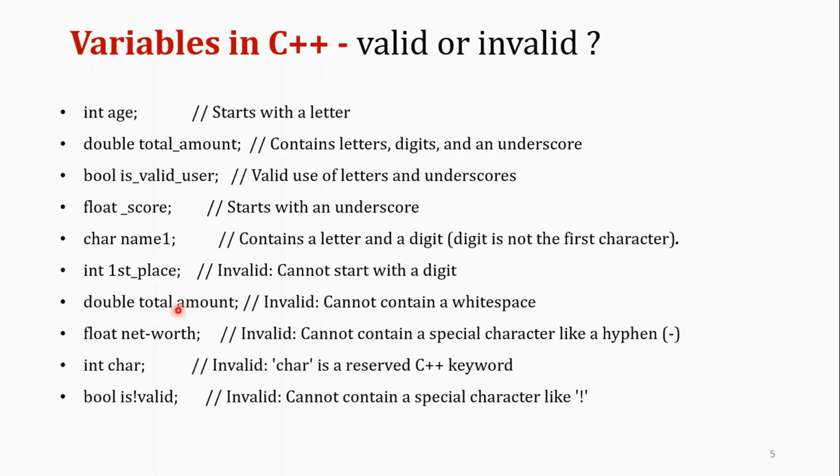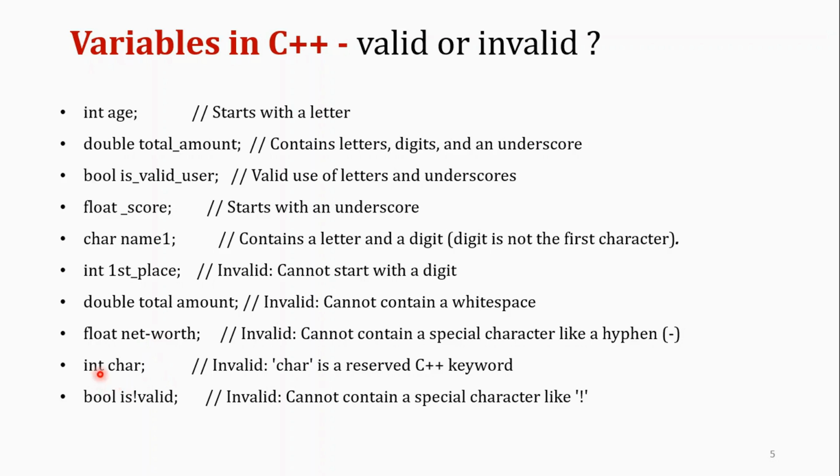And this one, double total amount. In total amount, there is a white space between these two words, so this is an invalid variable name. If you want to use two words, you can use an underscore in between. Coming to this one, float net-worth. Here also the hyphen is not allowed. Punctuation and special symbols are not allowed, so this is invalid.